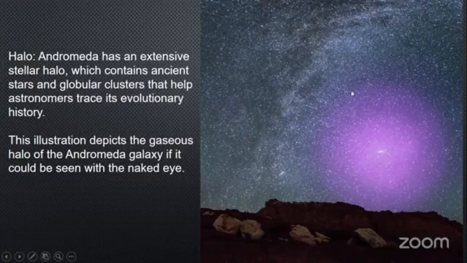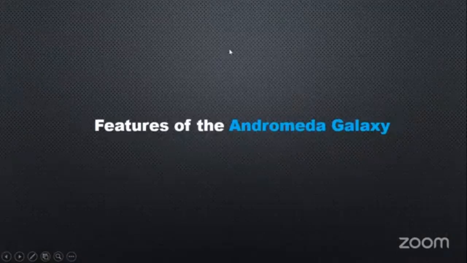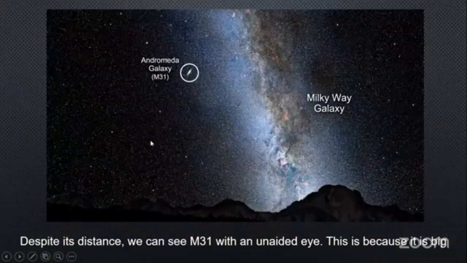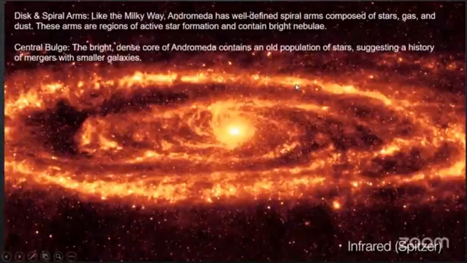So look at this picture now. It is an illustration that depicts the gaseous halo of the Andromeda Galaxy if it could be seen with the naked eye. If you could see the halo of the Andromeda Galaxy, it would be that big. Now here's the Milky Way, like I showed you before. The galactic halo should be around that big. That's what I just explained here.